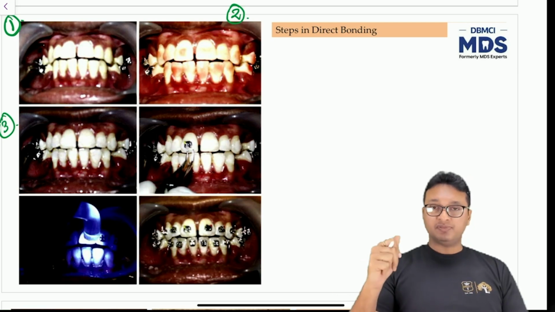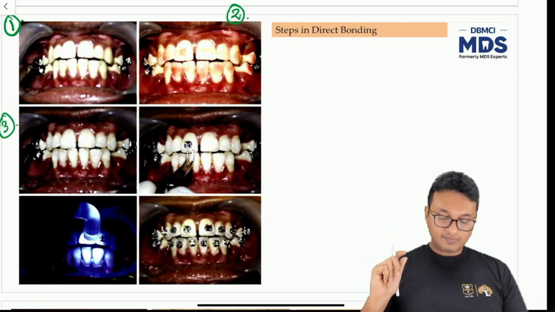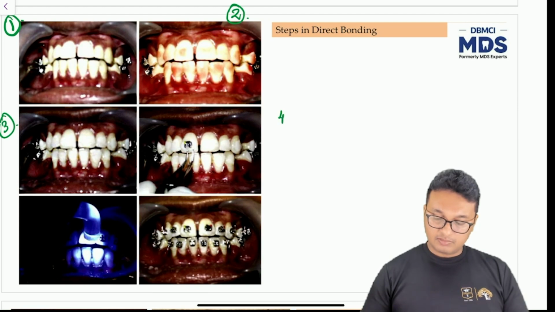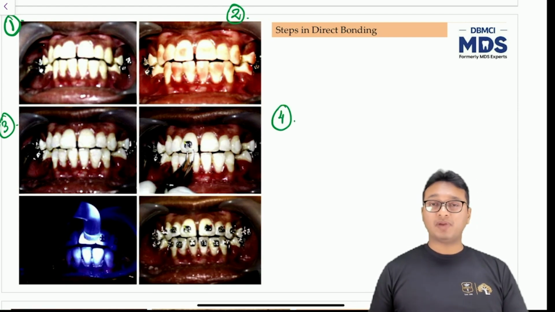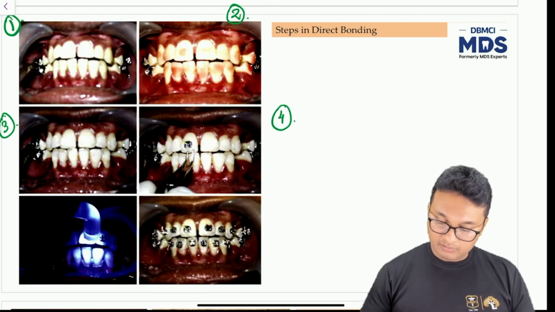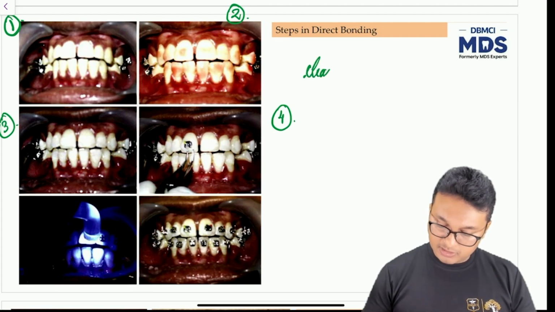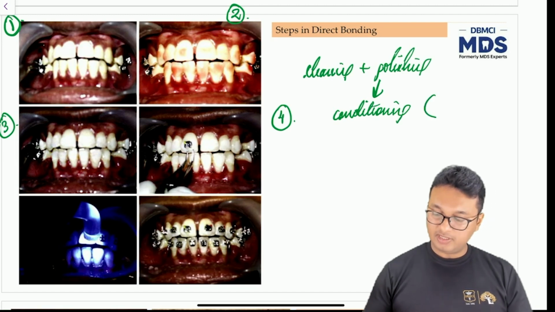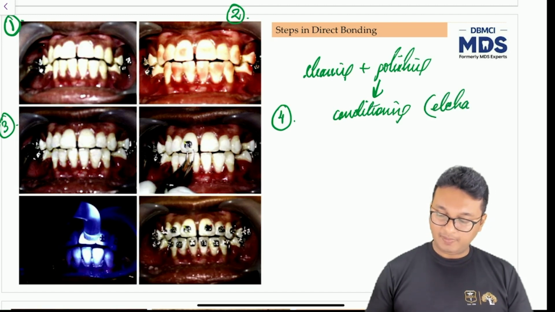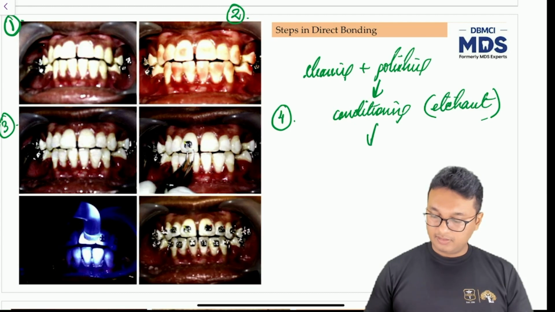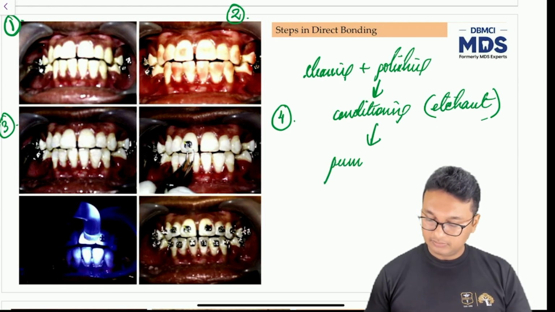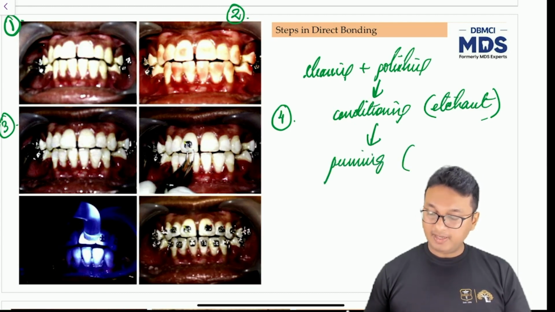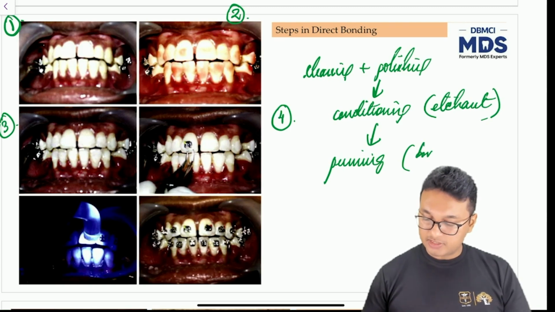After air drying it, you will observe a frosty appearance of the enamel. Then after that, you need to apply the bonding agent, that is called priming of the enamel surface. Okay, I'll write down. First is cleaning and polishing, followed by conditioning of the enamel. Conditioning meaning etchant, application of etchant. This is followed by priming. Priming means application of bonding agent.